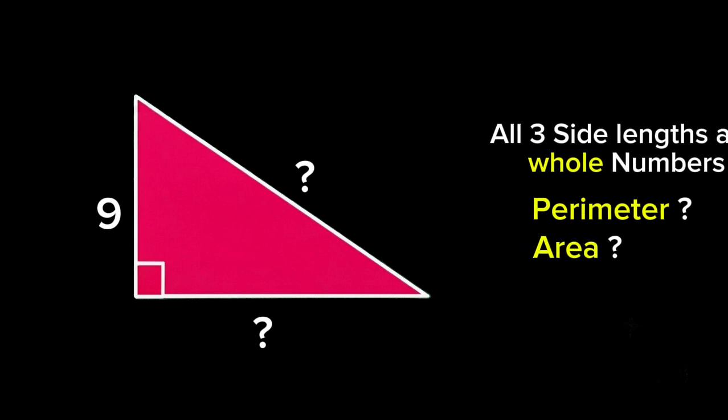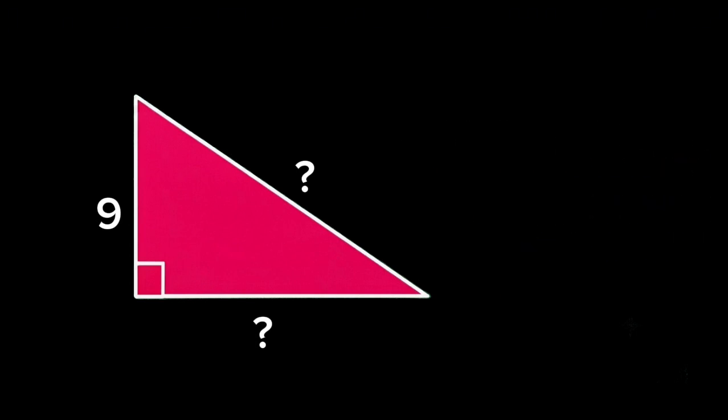Let us find out. First, let us clearly label the sides. We know that the vertical height, which we will call A, is 9 units. Let us call the unknown horizontal base B and the unknown hypotenuse C. Now that all three sides are labeled, we need to find a relationship between them.